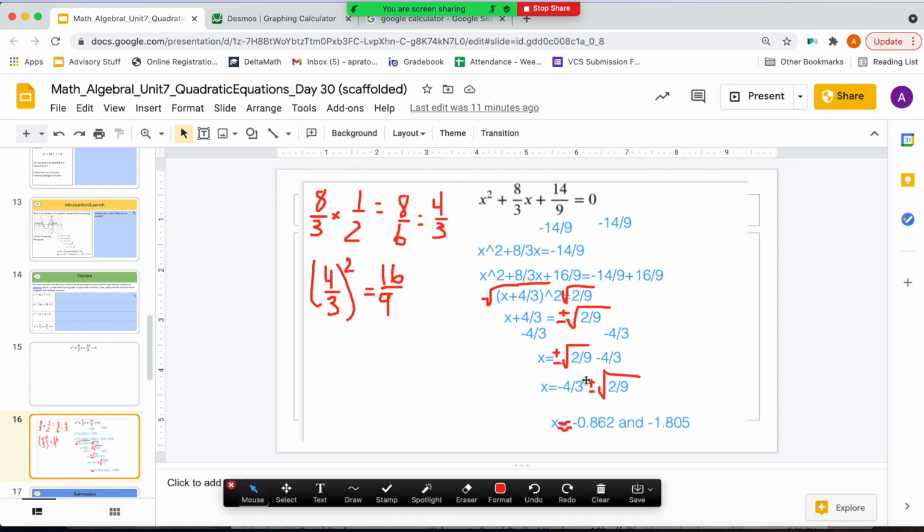Okay. So in summary, completing the square or graphing are two different strategies you can use to solve quadratic equations. Completing the square is going to give you a more exact solution. Graphing is going to give you a more efficient solution.